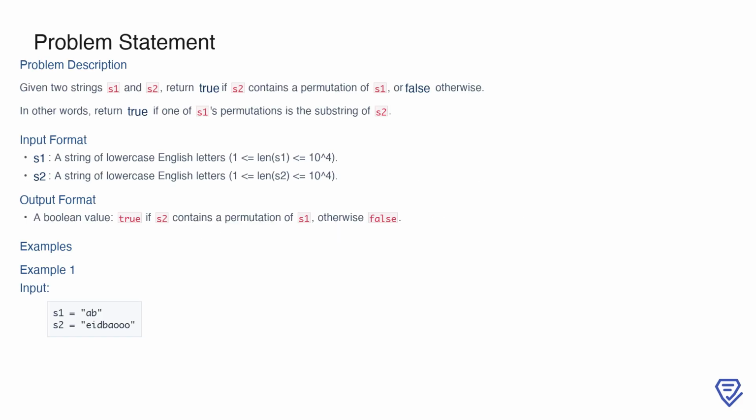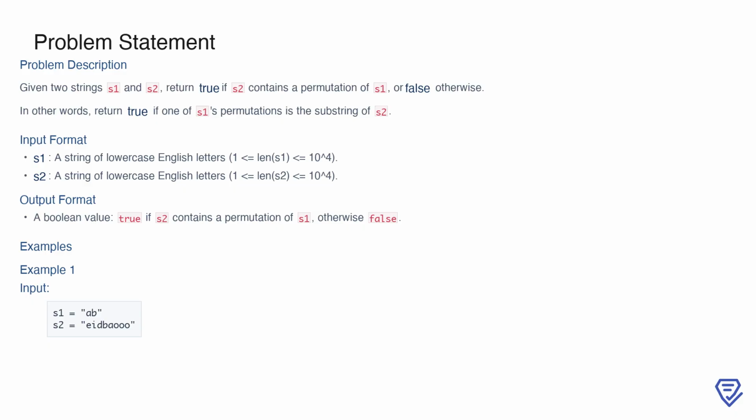In this problem, you're given two strings, S1 and S2. Your task is to determine if any permutation of S1 is a substring of S2. If such a permutation exists, you'll return true. Otherwise, you'll return false. To clarify, a permutation is simply a rearrangement of the characters in S1.